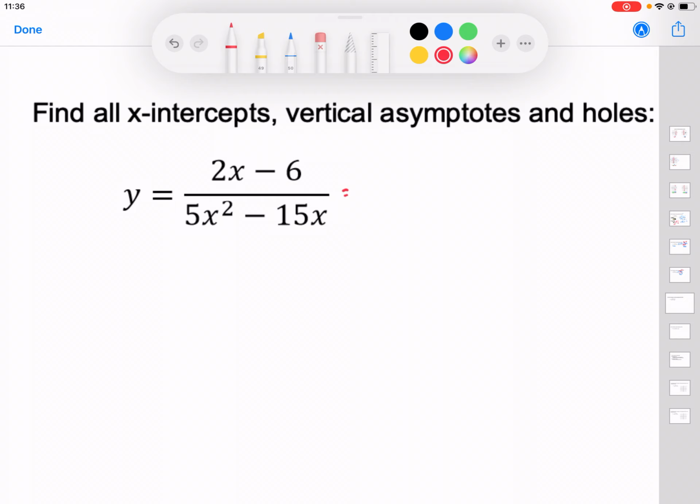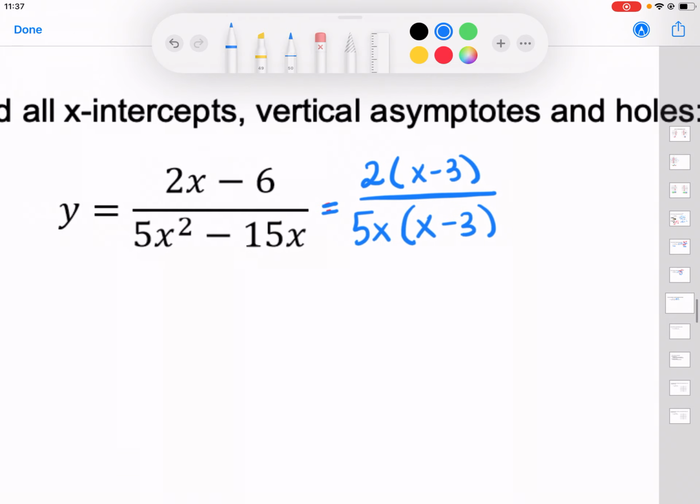So this one, greatest common factor. Remember, always factor first. The greatest common factor of the numerator is a 2, and then it's x minus 3. The greatest common factor of the denominator is 5x, and then you have x minus 3, because 15 divided by 5 is 3. So this one, we haven't had one of these in a bit, does have a hole. Remember, we factor and then simplify. So it's 2 over 5x.